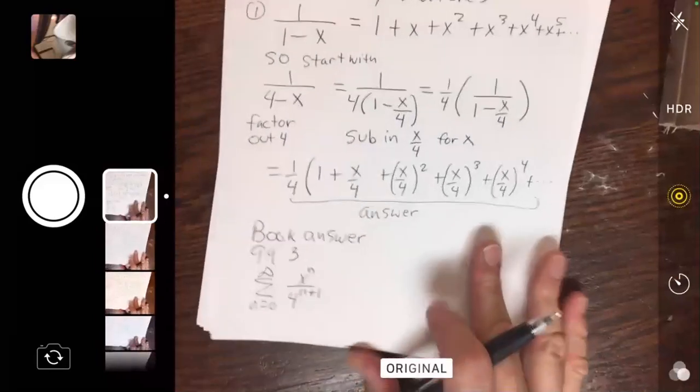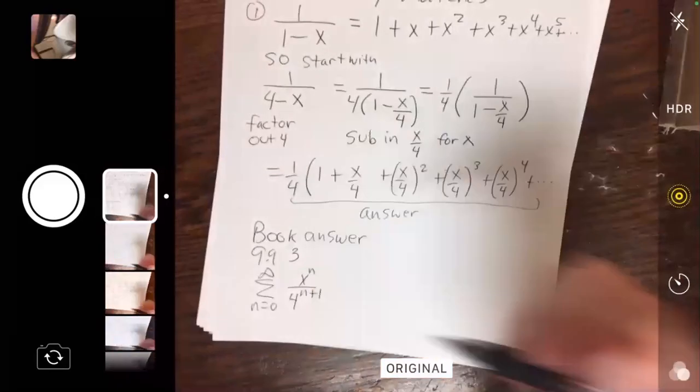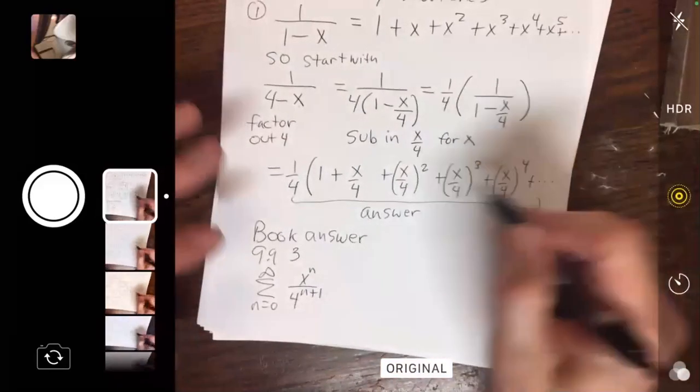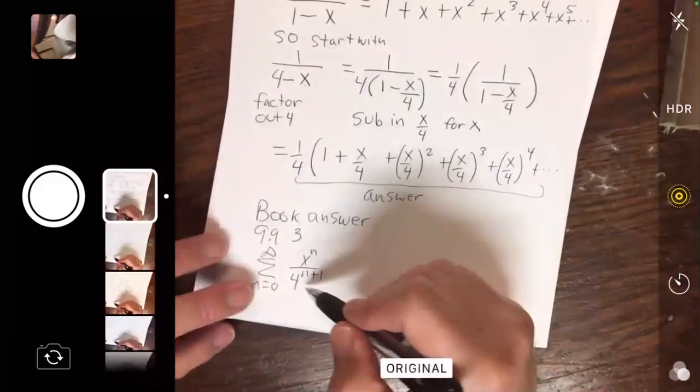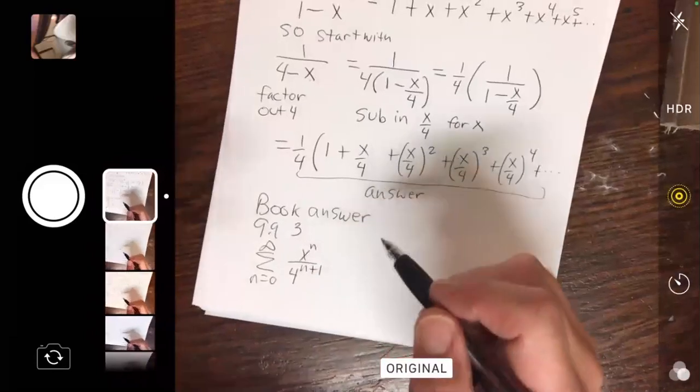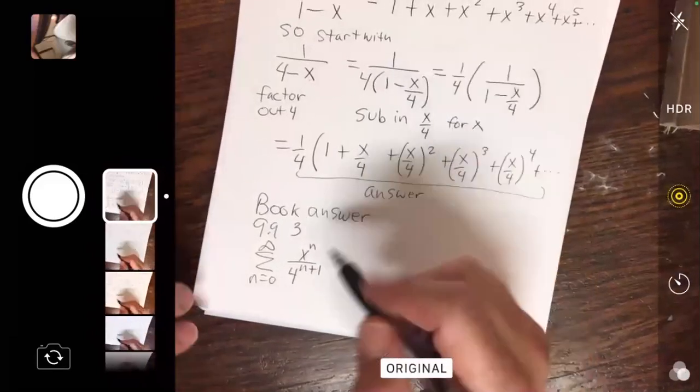Okay, how did they get this? Hell if I know. I'm not smart enough. They compress this back, and I think they like this form of the answer because it's a lot more compact, uses up a lot less space in the book to write it this way.